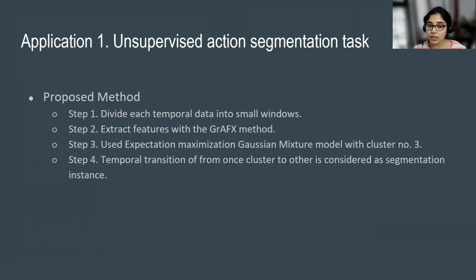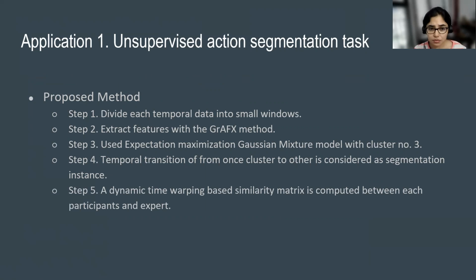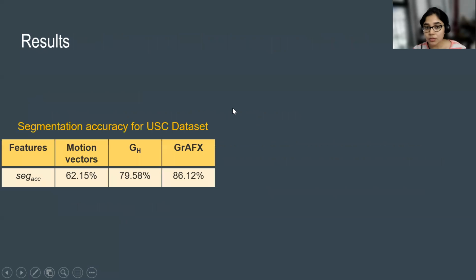Once we have these smaller subtask segmentations, we compute the similarity between the participants' data and the expert data using a dynamic time warping based method. As we all know, dynamic time warping is highly sensitive to the length of the data, so we normalize it by the length of the 2 data points, A and B. I'll show you in the next slide. Now I'll move on to the results.